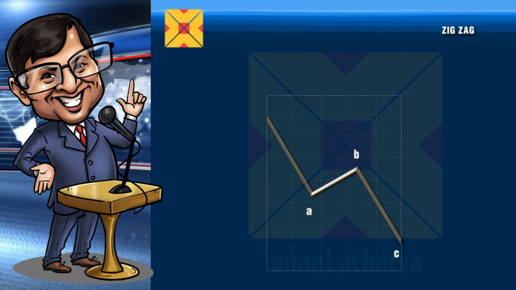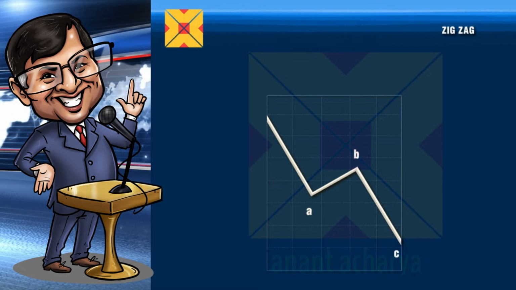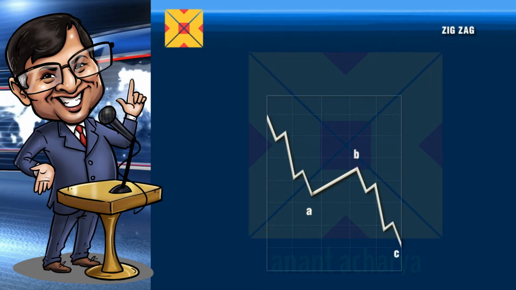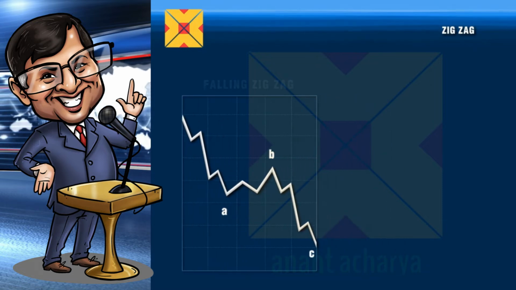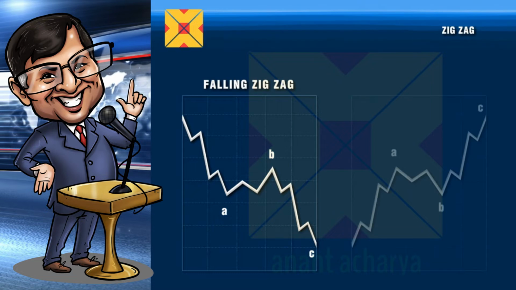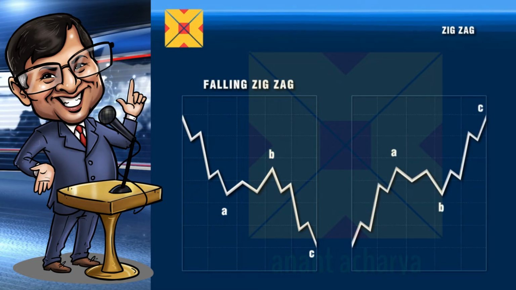Both the A and C waves in the zigzag subdivide into five-wave, motive wave structures. The B wave takes on the form of a corrective wave, and it is normally a zigzag in itself. Zigzags move down in a rising market, bull market, and they unfold upwards in a falling market, bear market.